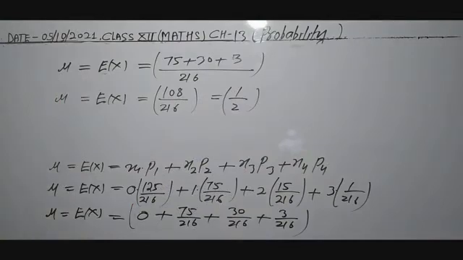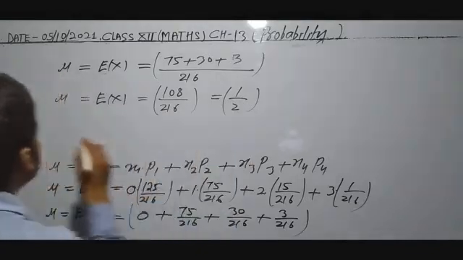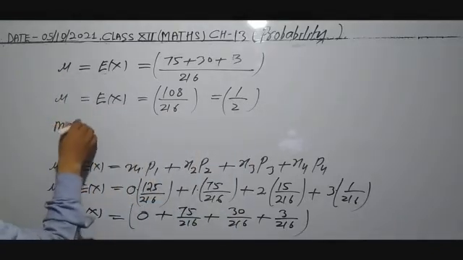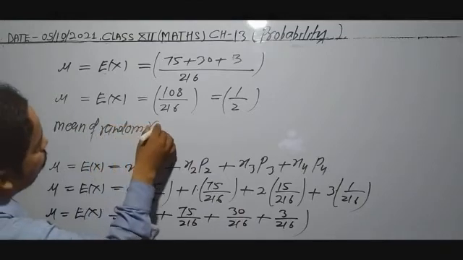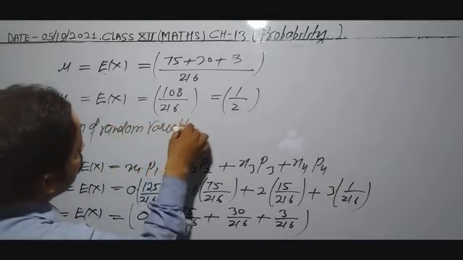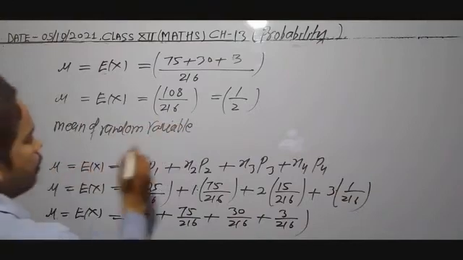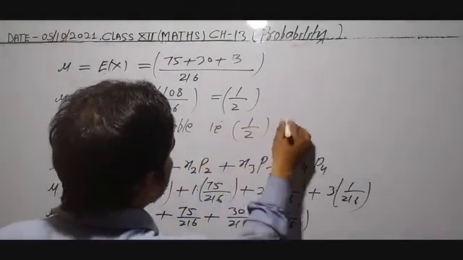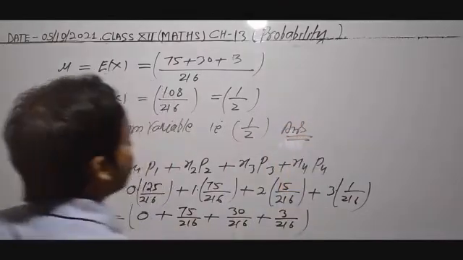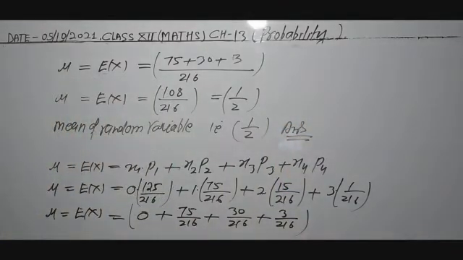Now the mean of the random variable is 1 by 2. This is the answer of the extra question, and the probability distribution table you have seen.